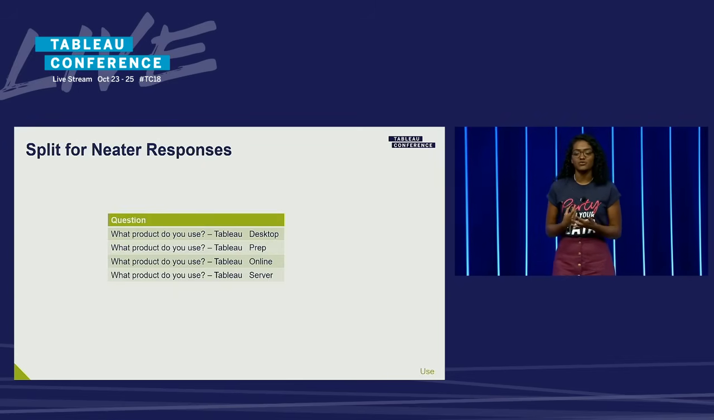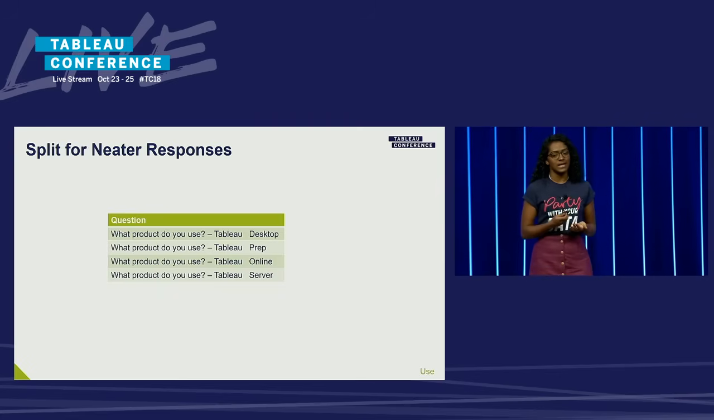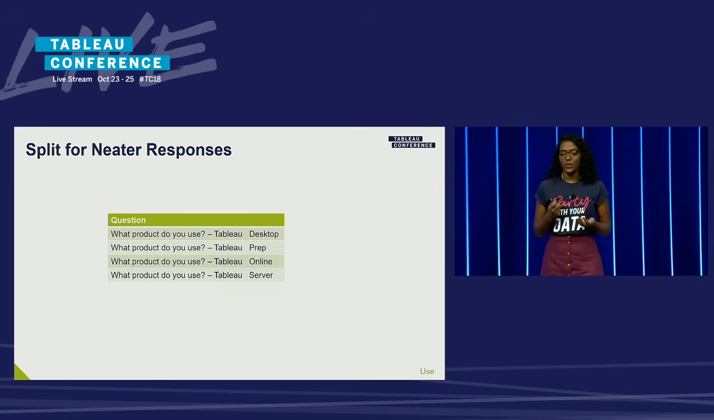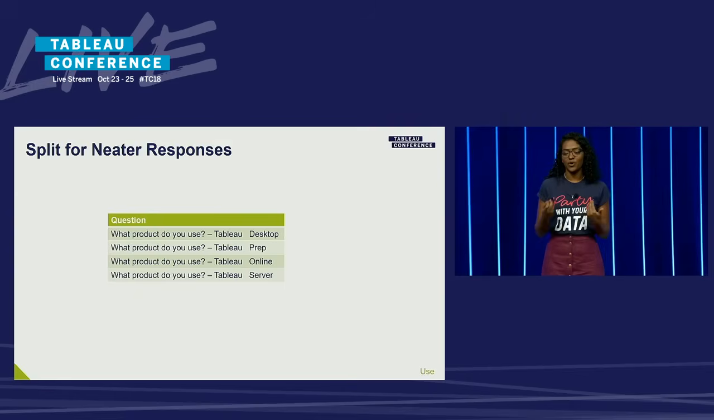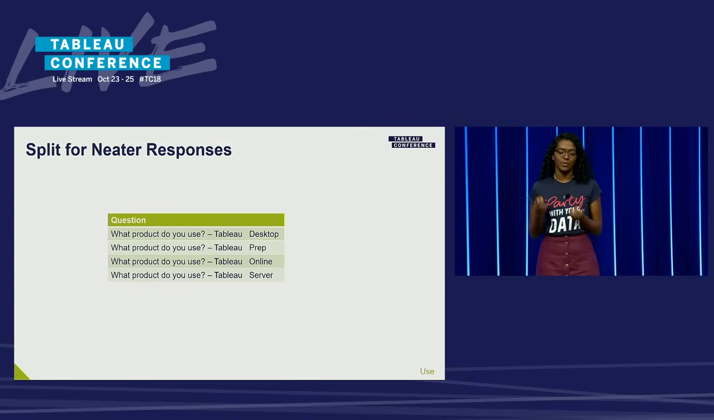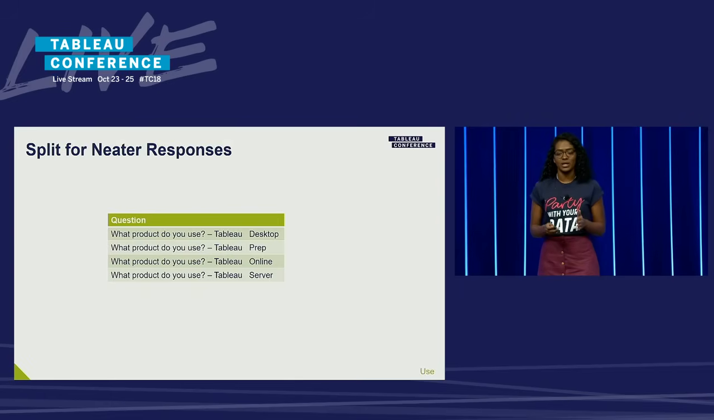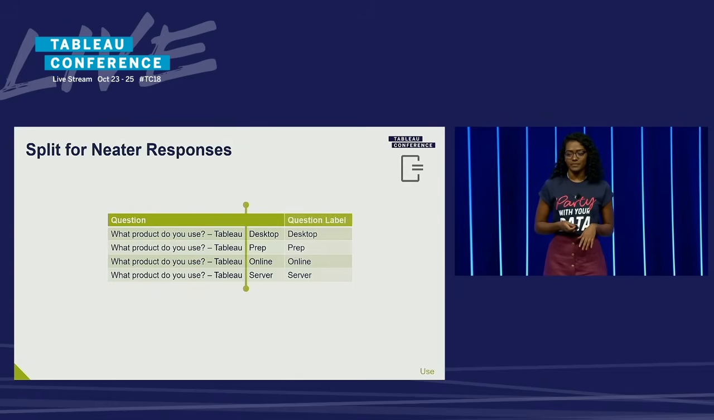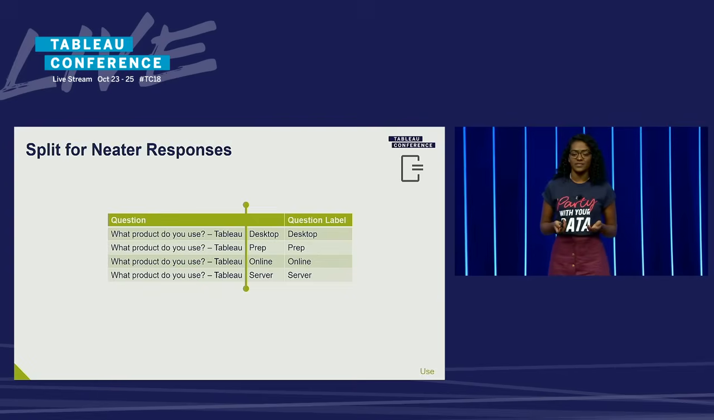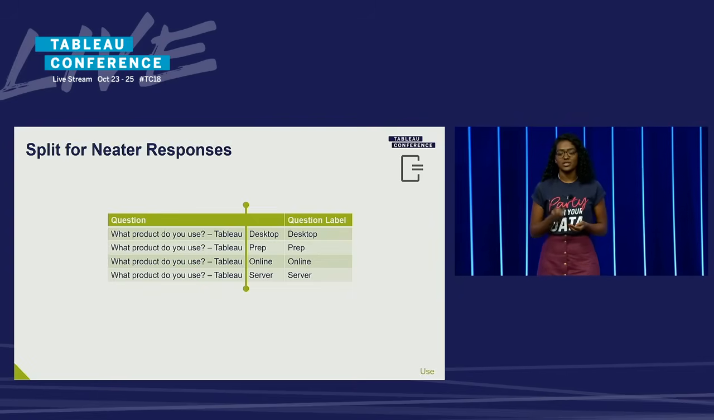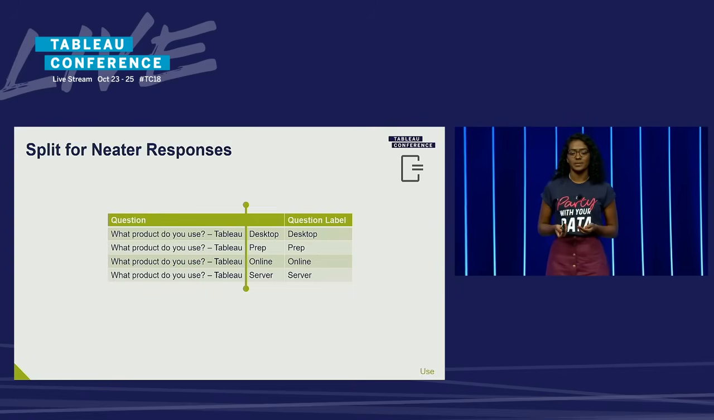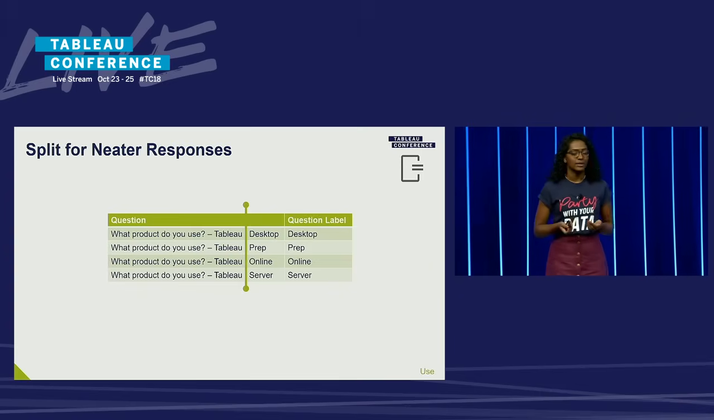Sometimes you need to extract the answer from your question text itself. Here, for example, the question asks, what product do you use? Followed by Tableau Desktop, Tableau Prep, Online, and then Server. All we're interested in is that last word, essentially. So what I can do is use a calculated field with the split function to extract the part of the question that I actually need, so that I end up with neat and clean question labels.